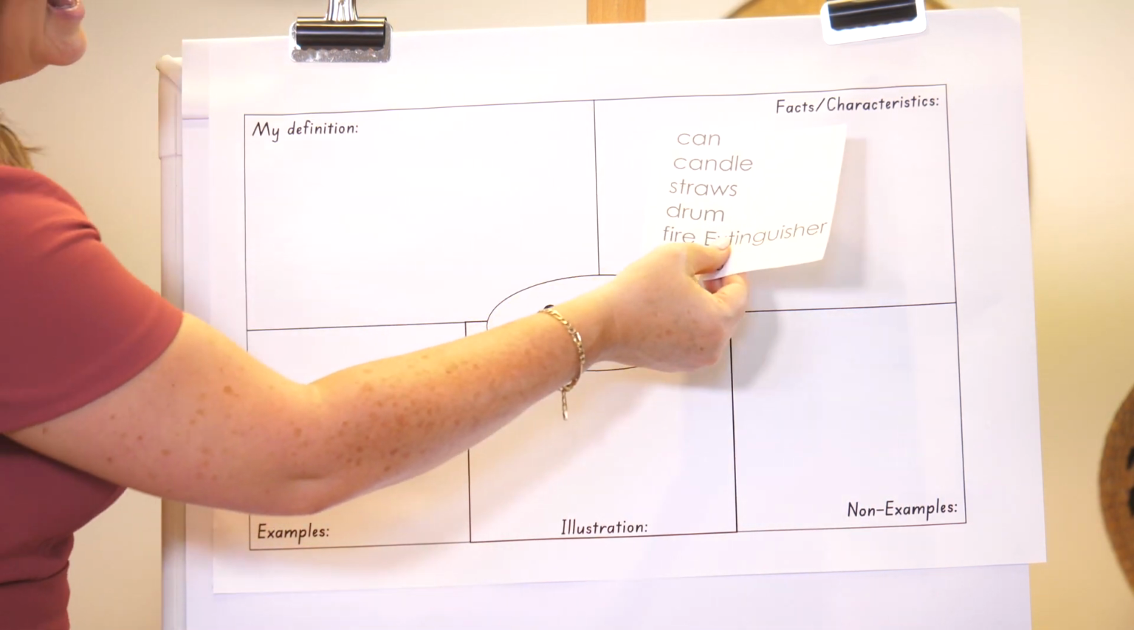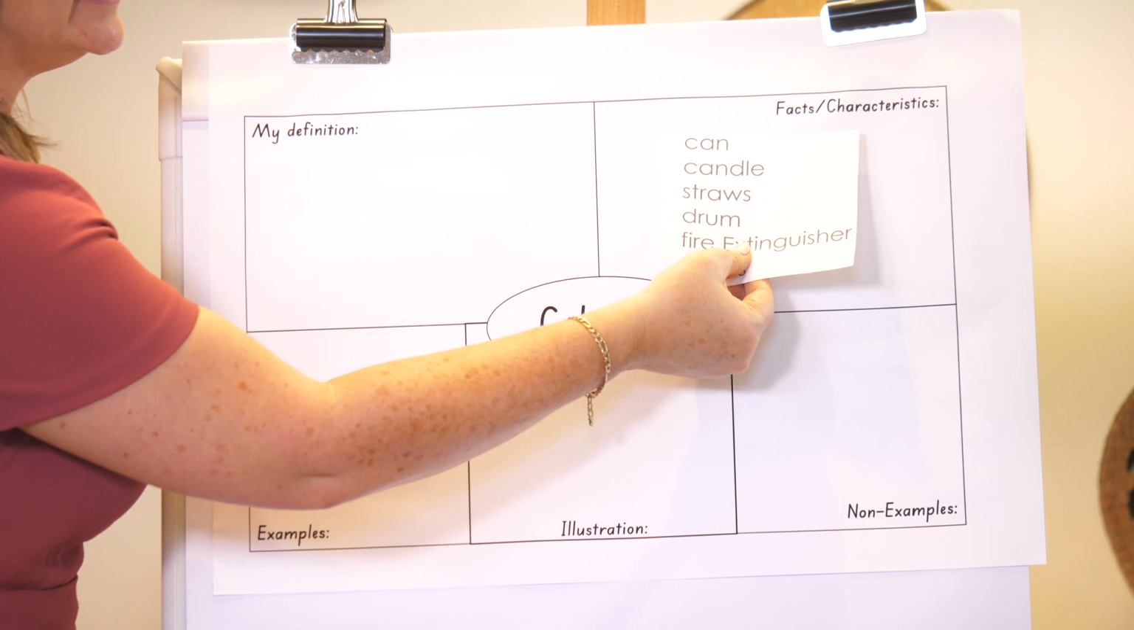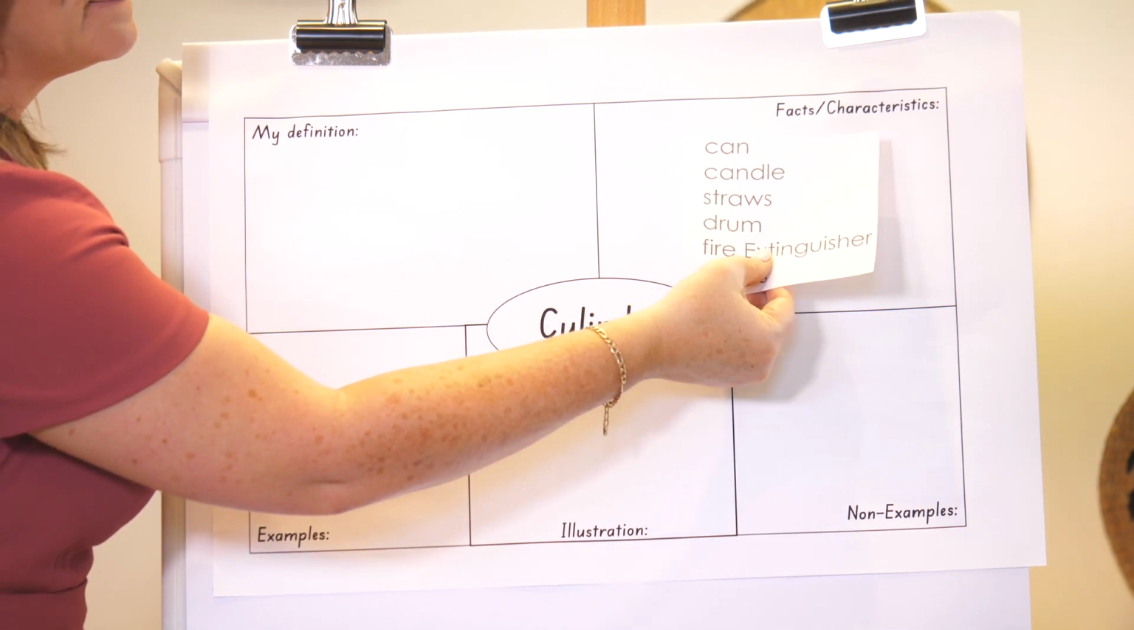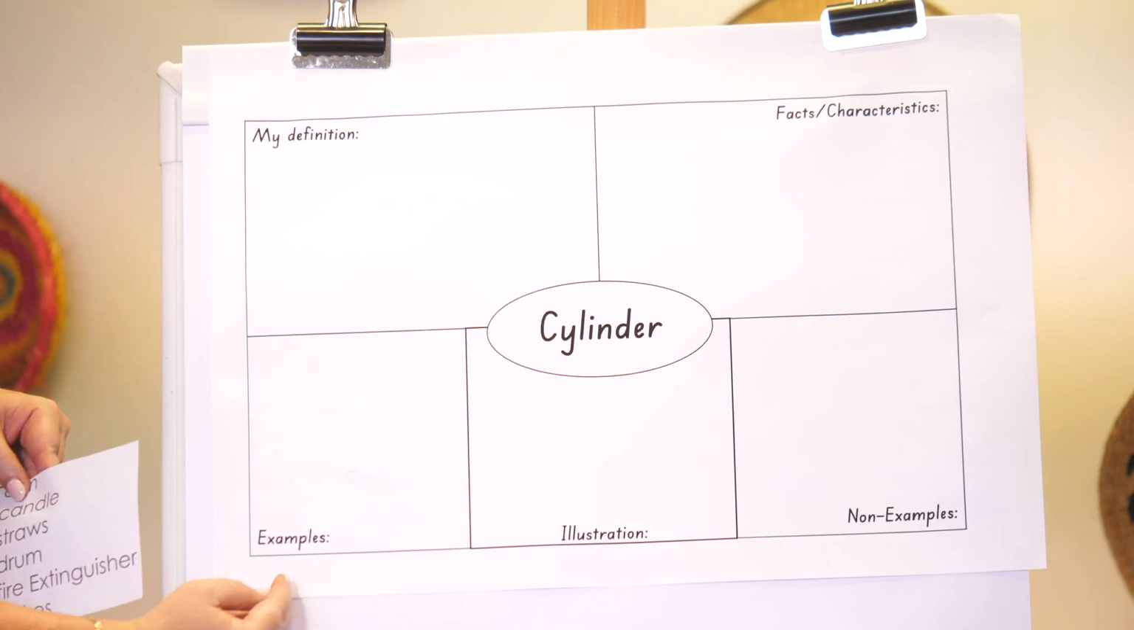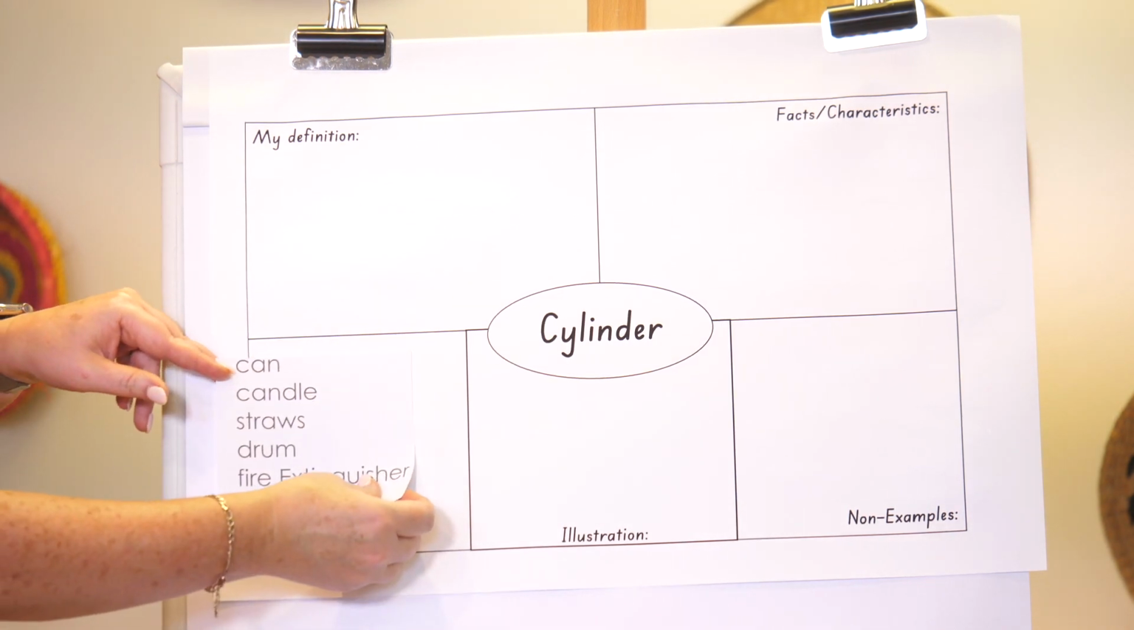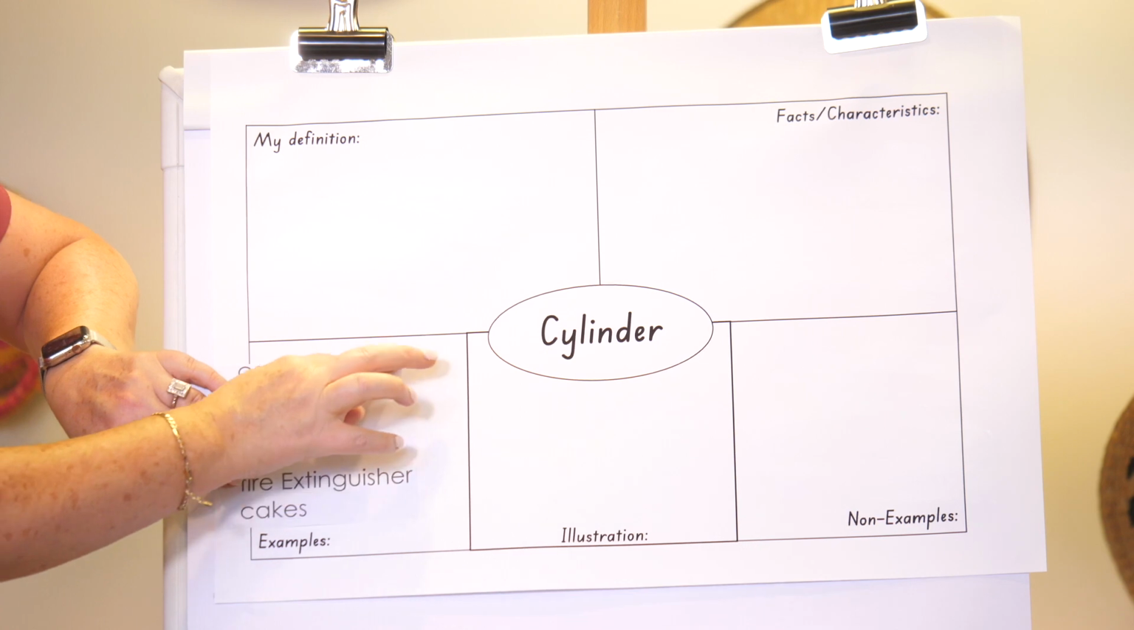Well, these are characteristics, but it best fits over here in examples. These are examples of cylinders.